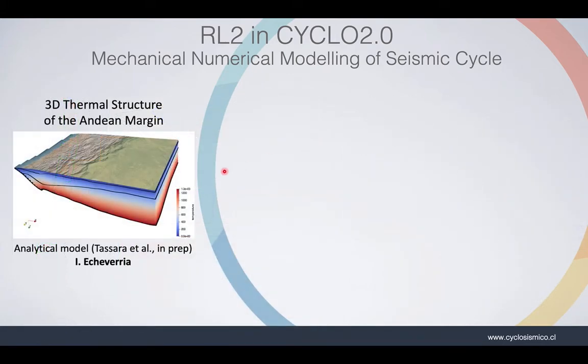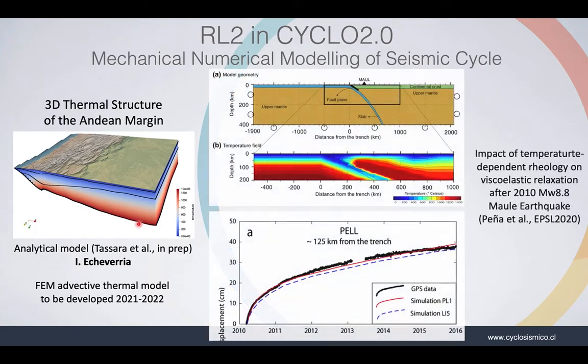We are also working on getting the two-dimensional thermal structure of the Andean margin, and a paper is in preparation showing an analytical model that we are doing. Íñigo Echeverría also has a video that can show you what we are doing in terms of this research. One of the main objectives of our research line during this second phase is to generate finite element modeling to be compared with this analytical model in order to have a better constrained three-dimensional thermal structure of the Andean margin, which is quite important in terms of the seismic cycle.